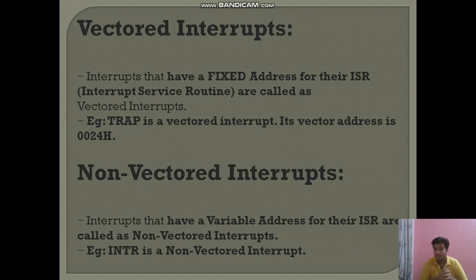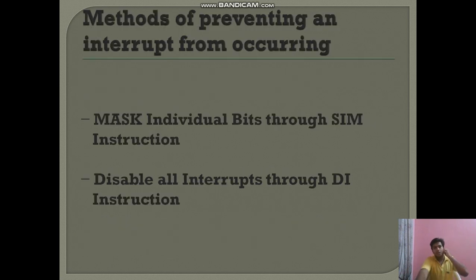And what are non-vectored interrupts? Those whose address is not fixed. Interrupts that have a variable address for their ISR are called non-vectored interrupts. An example is INTR. INTR is a non-vectored interrupt as we don't know its address. So it's a non-vectored interrupt.